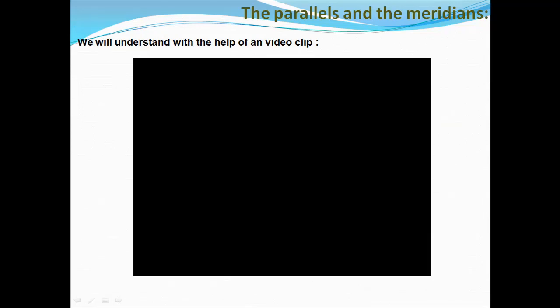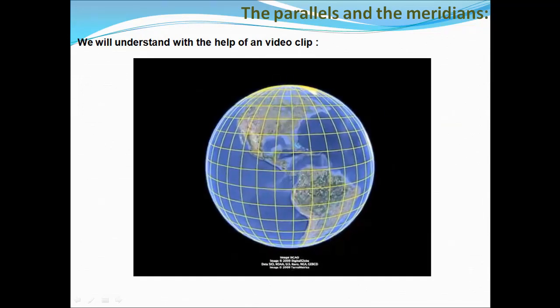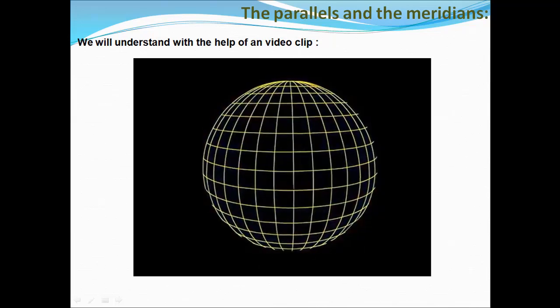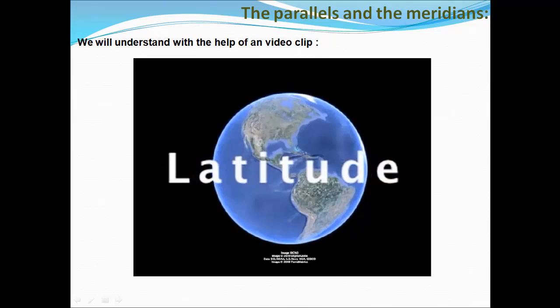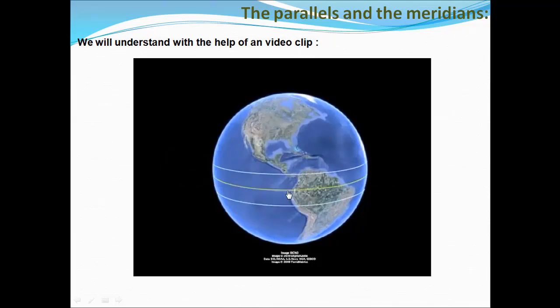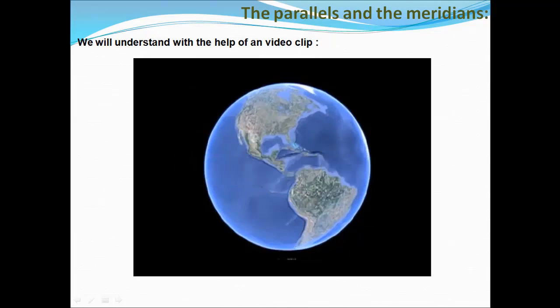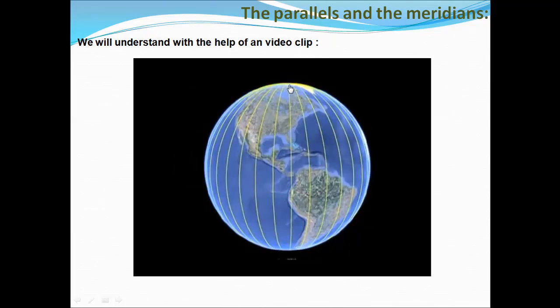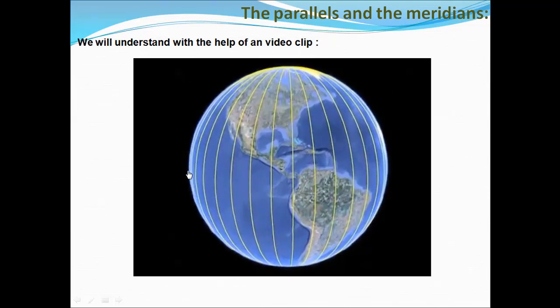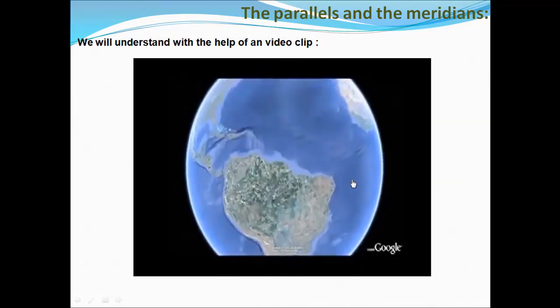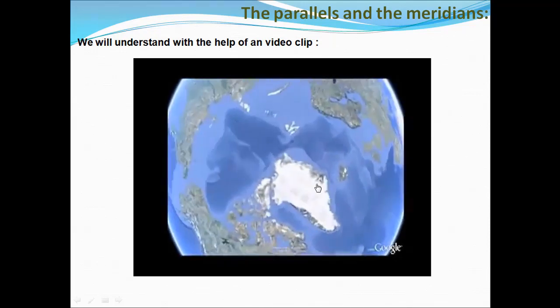The parallels and the meridians continued, we'll understand with the help of a video clip. As you can see, a globe is being covered with a network of grid. This grid system is latitude and longitude. Latitudes are drawn either towards the north of the equator or towards the south of the equator. Longitudes are drawn connecting the North Pole to the South Pole and they are vertical lines. Near the equator, they are far apart, and towards the poles, they are closer.